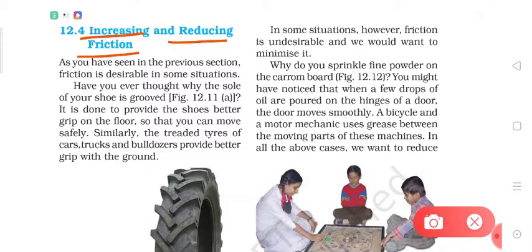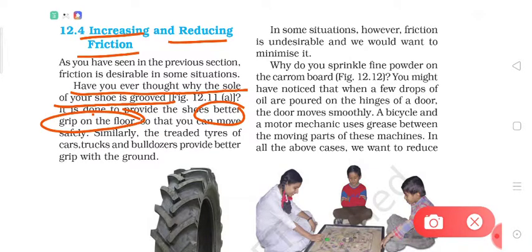Dear students, have you ever thought why the sole in your shoe is grooved? The soles are grooved in order to increase the friction and make a better grip on the floor, right?